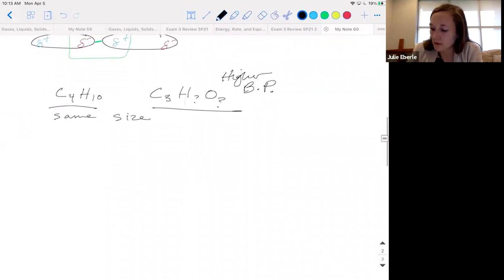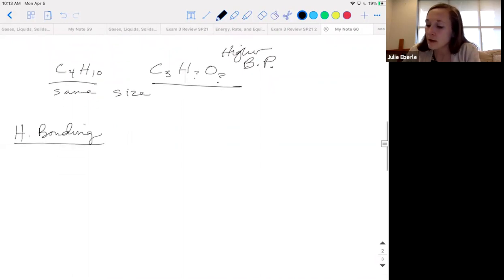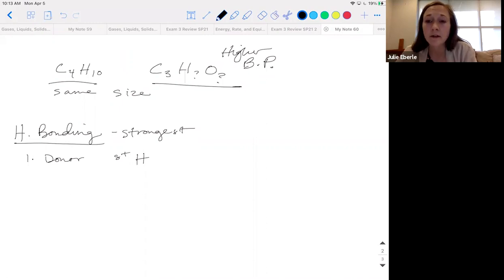Okay, hydrogen bonding. This one's the strongest, by the way, and there are two requirements. One, you have to have a donor. That is a positively polarized hydrogen. Often, the moment you see a hydrogen bonded to an oxygen, nitrogen, or fluorine, you know it's positively polarized. But there are also other ways to get positively polarized hydrogens. You probably need an electronegativity chart to calculate the difference in electronegativity. If it's 0.5 or greater, then you have a hydrogen that's positively polarized.